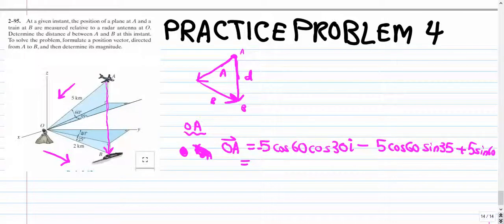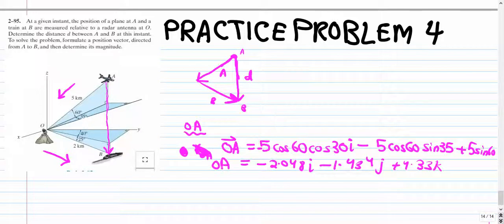Let's solve these cosines and sines to get their numerical values, and those are going to be negative 2.048i minus 1.434j plus 4.33k. Okay, now that we have the Cartesian form OA, we need to flip this to make it AO. So in order to make it AO, all we have to do is simply flip the signs of this vector, and we would get 2.048i plus 1.434j minus 4.33k.